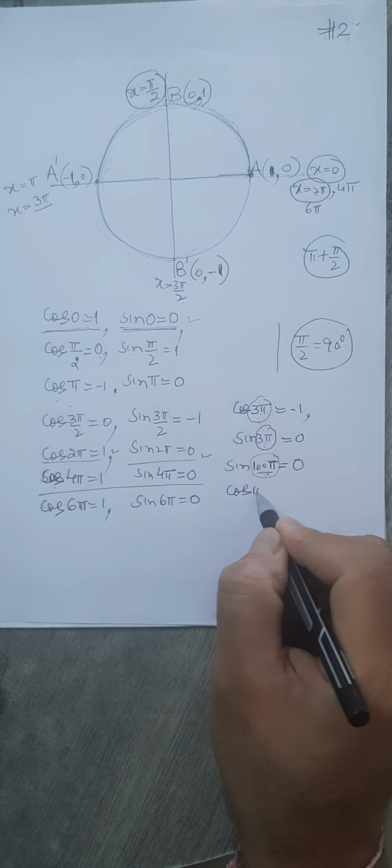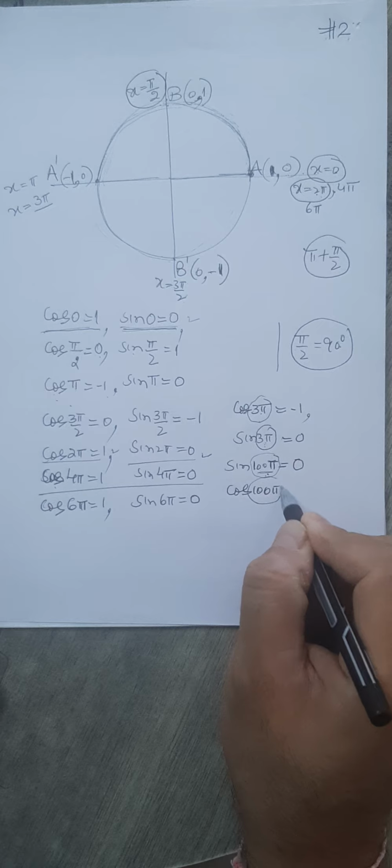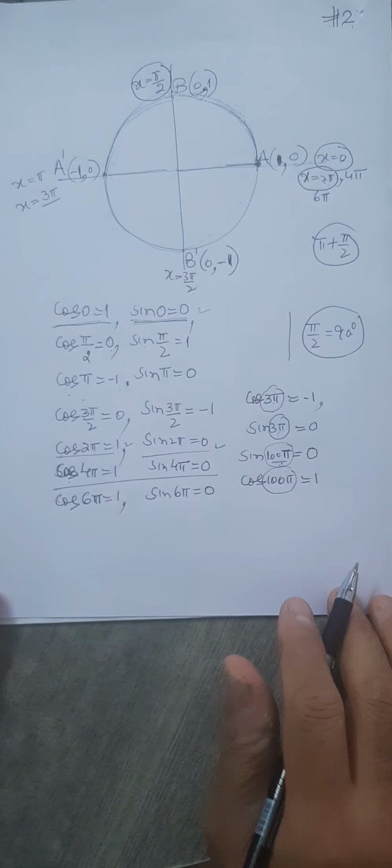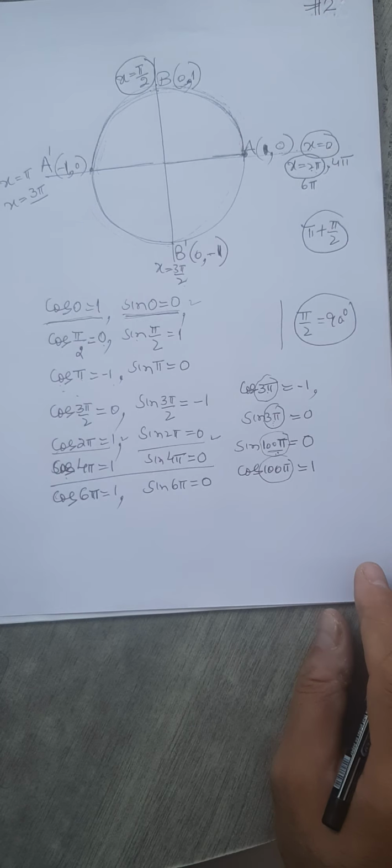What is cos 100 pi? So where is 100 pi on the unit circle? Here only. Cos represents the first coordinate. So this way you can answer such values.